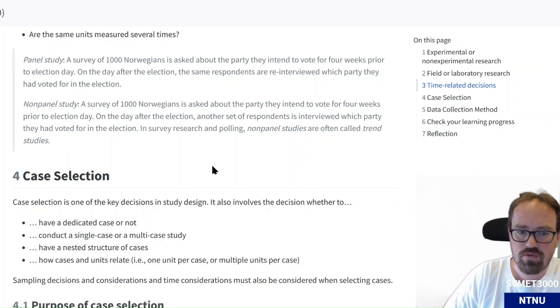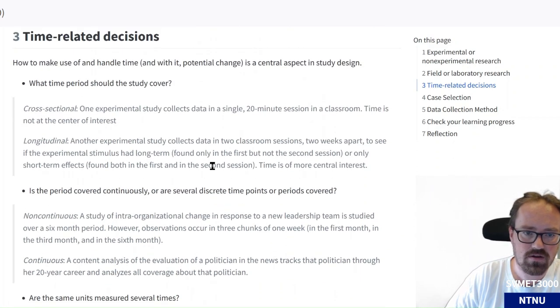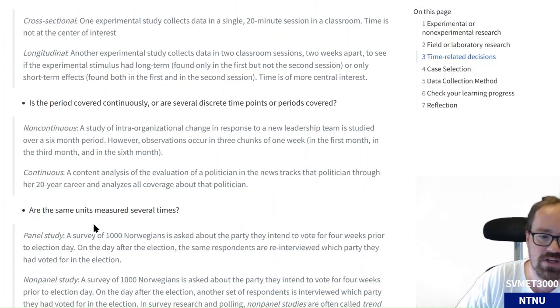So that would be the three core decisions regarding time that apply to all kinds of studies. What time period should be covered? Should it be covered continuously, or are there several discrete time points or periods covered, and are the same units measured several times?